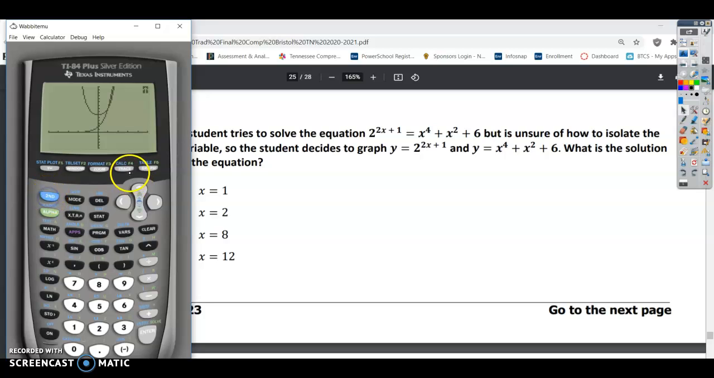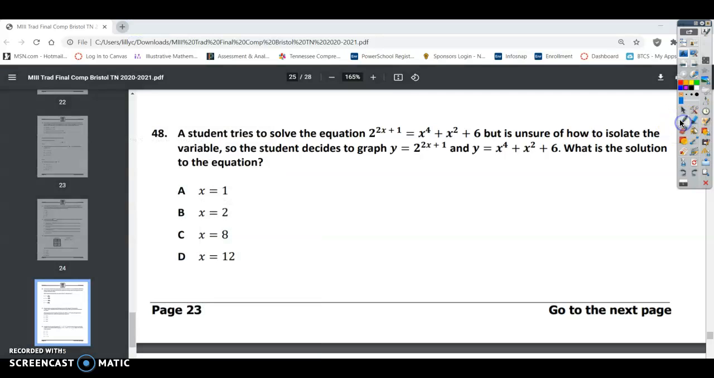So I can do second, trace, and number 5 is intersect. And then when it says first curve, see the little cursor there? You just hit enter somewhere to the left of that intersection point. And then we're going to go to the other side and hit enter again. And it's going to give you your intersection. So this says that our intersection is 1, 8. All right, on the answer choices, we only need the x value, so that tells us that we need 1.